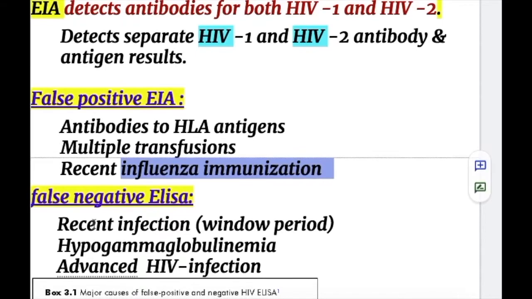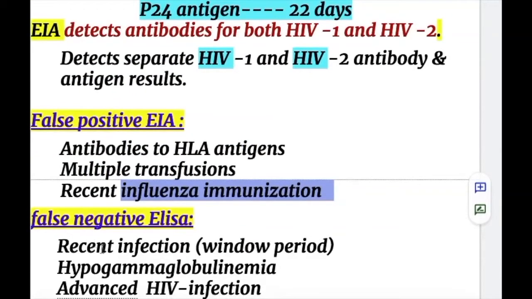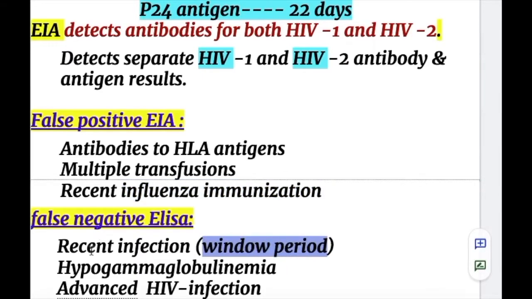False negative ELISA occurs in recent infection when there is a window period in the first 10 days. It may give a false negative ELISA result when there is hypogammaglobulinemia, advanced HIV infection.